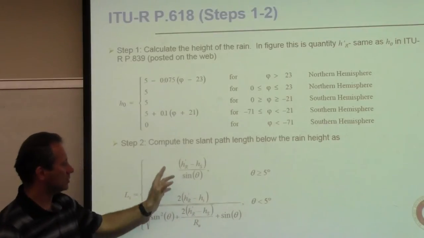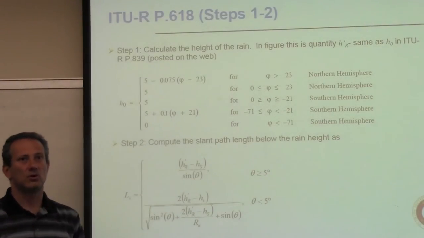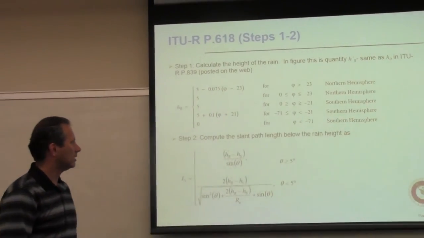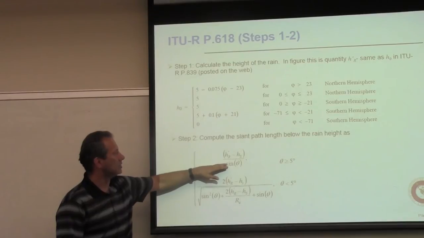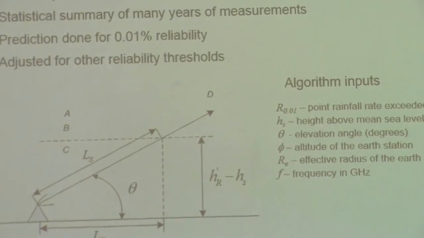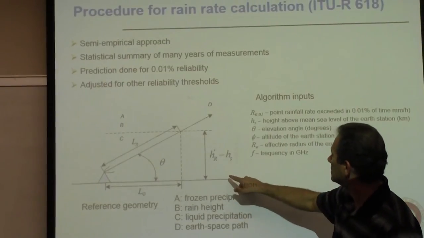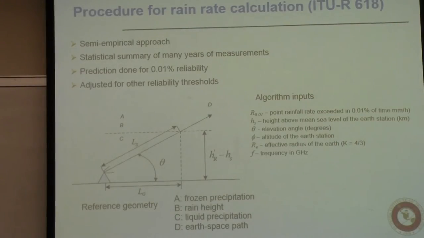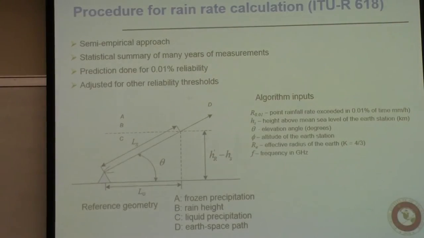Out of these two equations, this one is really rarely used, because most satellite links have their theta larger than 5 degrees. You tend to not operate within 10 degrees of the horizon, because there's a chance of blockage there, and it's very difficult to get a clear line of sight to a satellite. So most satellites are 10, even 20 degrees above the horizon. So most of the time you're going to use this equation here. HR and HS refer to the figure on the previous slide. So HR prime minus HS. HR prime is the height, and HS is the height above the mean sea level. So that's the bottom of where your Earth station is located. It tells you the distance between this layer and the height of your Earth station.